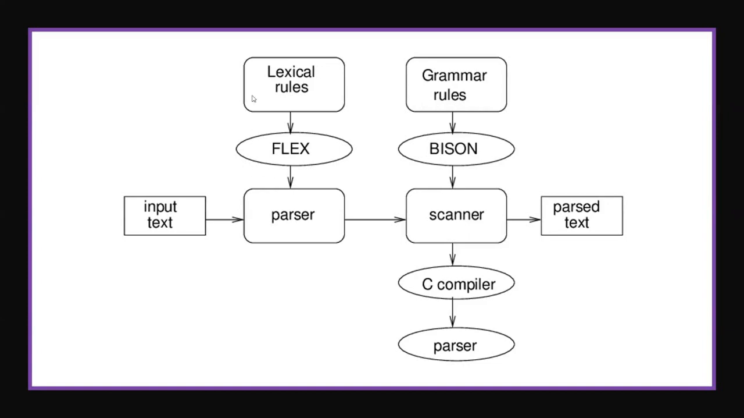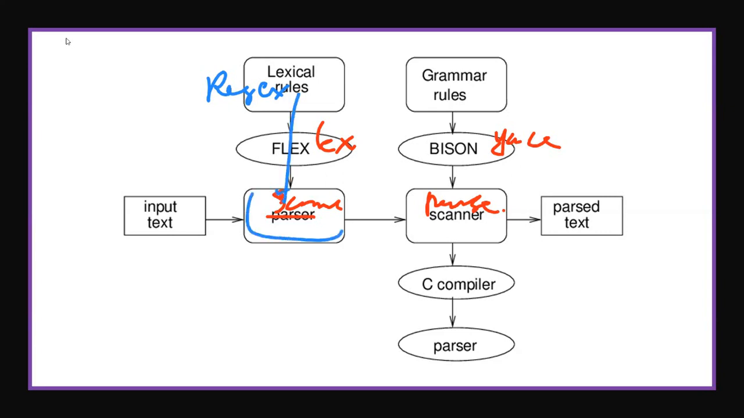I think this chart has some problem. This one is the scanner. This is the parser, okay? Sorry. This is called Yacc. This is called Lex, okay? So basically, you describe your language symbol rules using regular expressions. No matter what symbols you have, you use a regular expression to generate a scanner.